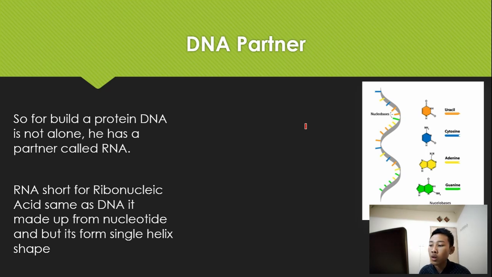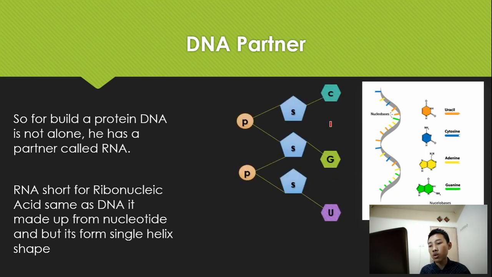RNA is short for ribonucleic acid, same as DNA. It is made from nucleotides but has a single helix shape. This is the shape of the RNA, just a single helix, just a single rope. Sugar group, phosphate group, and nitrogen base, just like that, just one of those ropes.